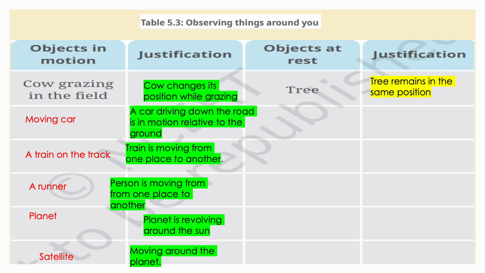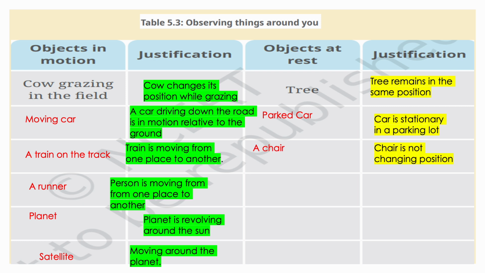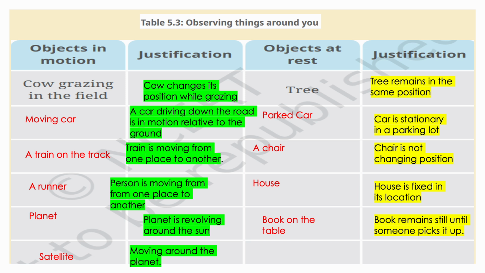The tree remains in the same position. Then a parked car. The car is stationary in a parking lot. A chair. The chair is not changing position. A house. The house is fixed in its location. A book on the table. The book remains still until someone picks it up. Then a statue. The statue is fixed in its position.